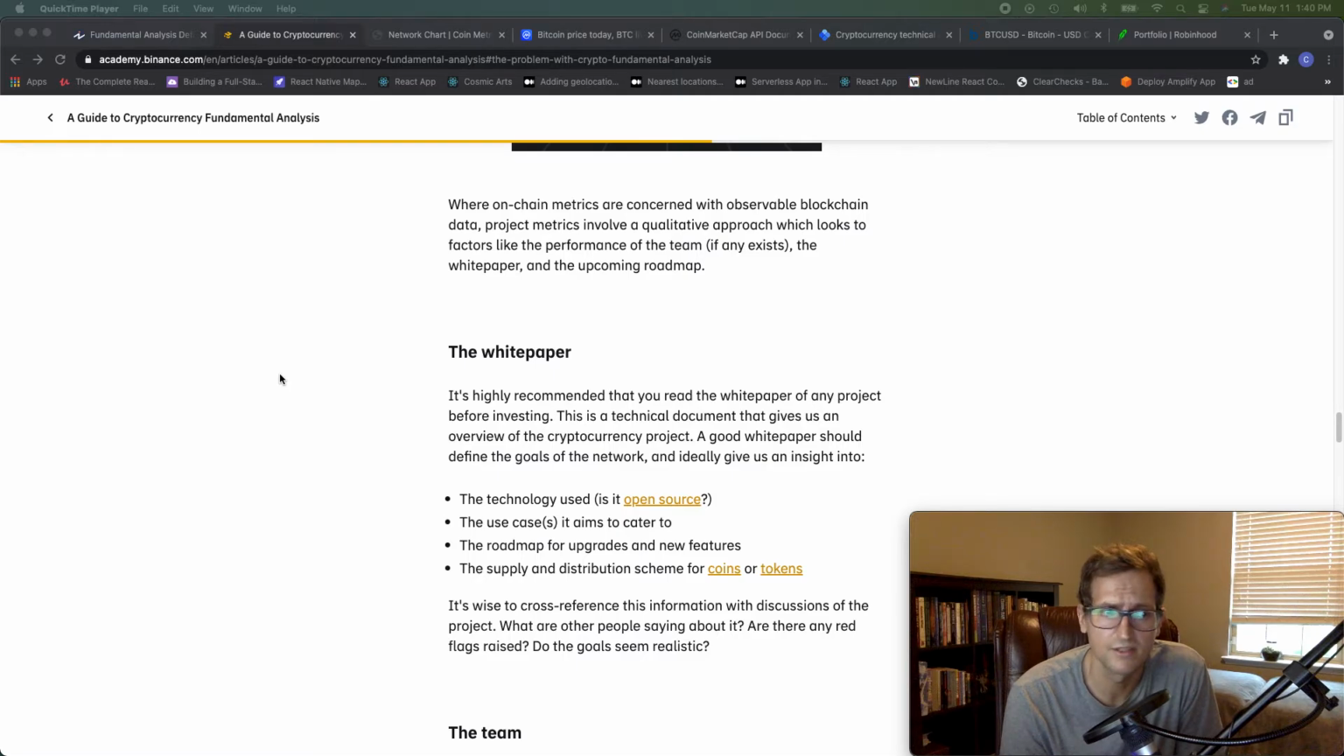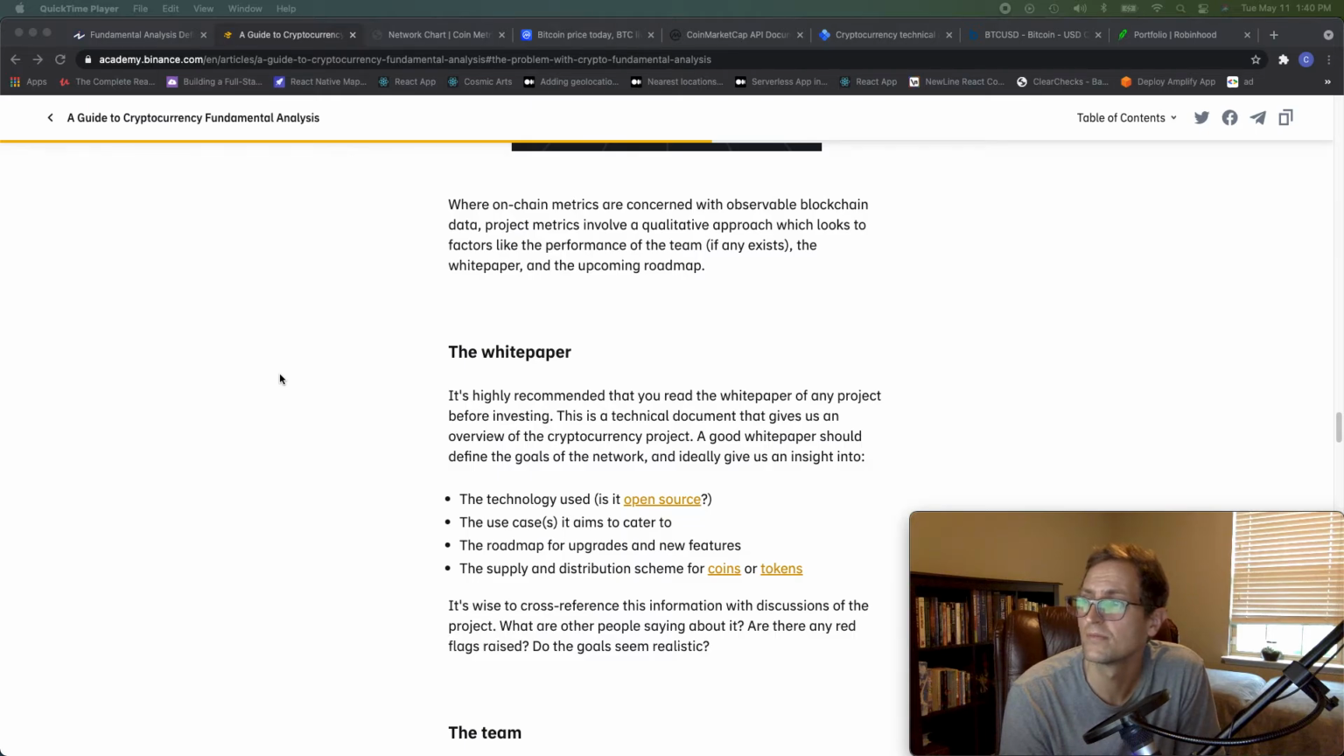So a lot of cryptocurrencies are coming out and they don't even really have any use cases, but they have a roadmap showing, hey, this is what we're planning on doing with this. So that's definitely something to look at. The supply and distribution scheme for the coins or the tokens. So, how many coins are being made? How many are going to be available when they have all been mined? It's a big factor. It actually affects the market cap for these coins.